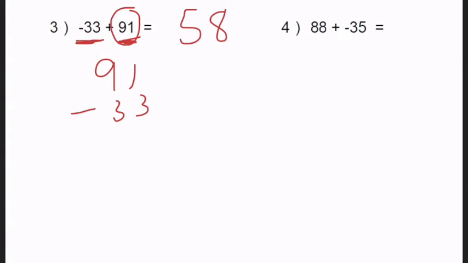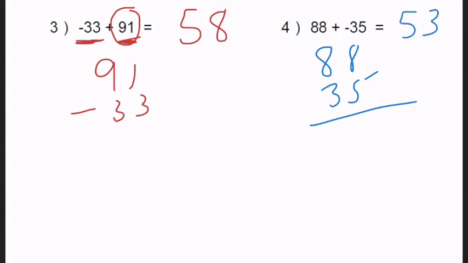Okay, so number 4. One's positive, one is negative. So what we do is subtract them, and when I subtract them, I get 53. We take the positive sign because 88 is bigger than 35. So we take the positive sign for 88. So it's positive 53. Okay.